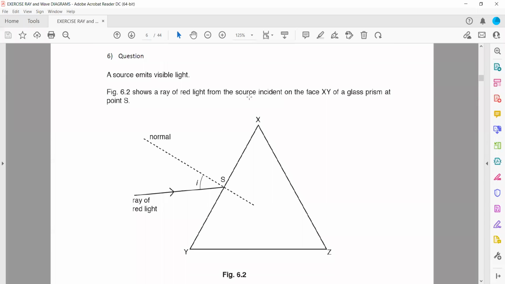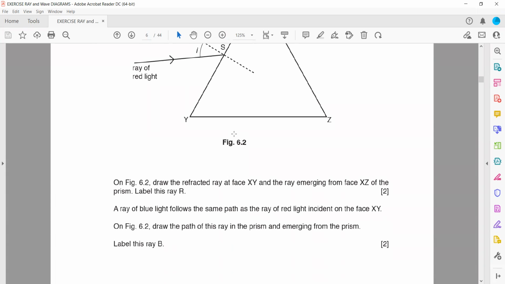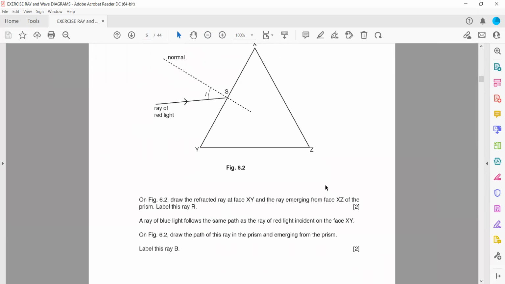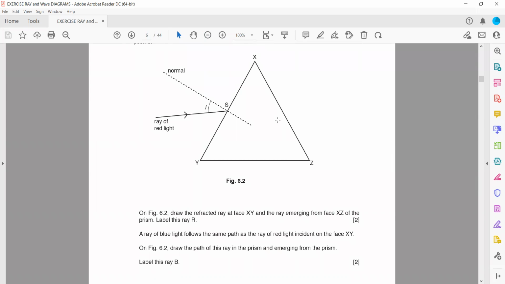Another question: a source emits visible light. Figure 6.2 shows a ray of red light from a source incident on face XY. On the figure, draw the refracted ray and the ray emerging out at face XZ. So what will happen? A ray of blue light follows the same path as red. First, on the figure, draw the refracted ray at the face and the ray emerged out, and label that as R. So first one is red.